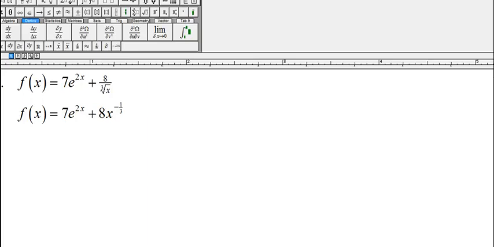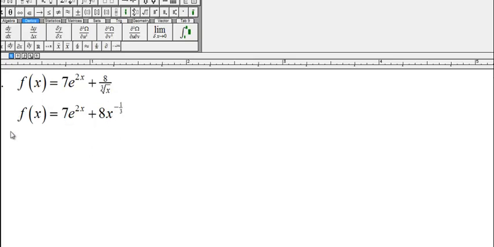Now let's look at this problem here where we want to find again the derivative, the first derivative and also the second derivative and the tangent line at x equals 1. So we started with this first line, f of x equals 7 times e to the 2x plus 8 over cube root of x. We want to take this second part and write it as x to the negative 1/3.